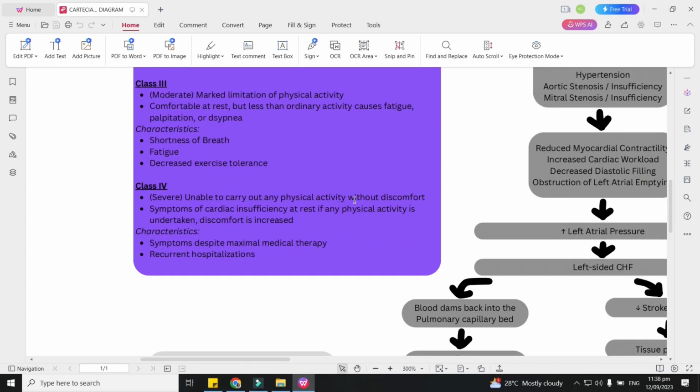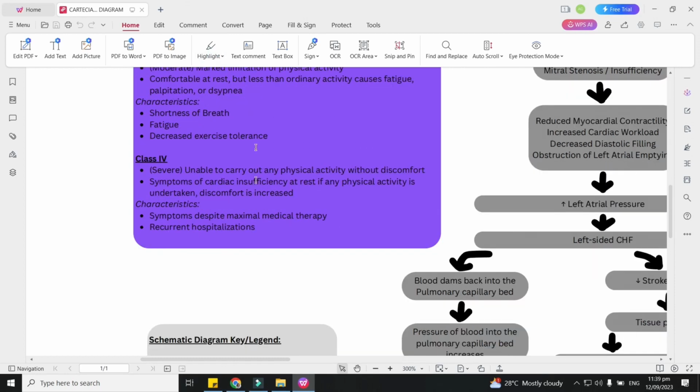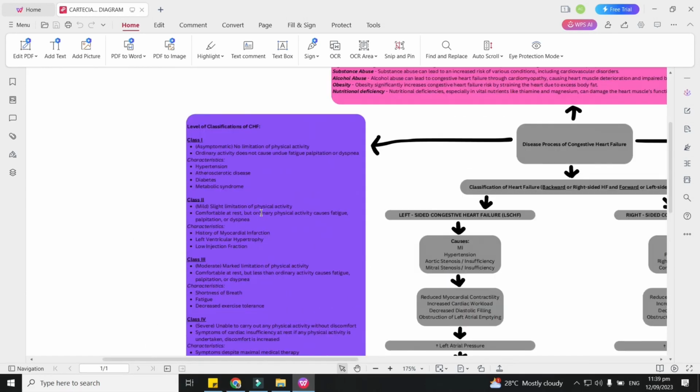Okay, so next is class 4, the last class. It is characterized as severe, wherein the patient is unable to carry out any physical activity without discomfort, and the symptoms of cardiac insufficiency are present at rest. If any physical activity is taken, the discomfort is of course increased. The characteristics are symptoms despite maximal medical therapy, and of course recurrent hospitalization on the part of the patient.